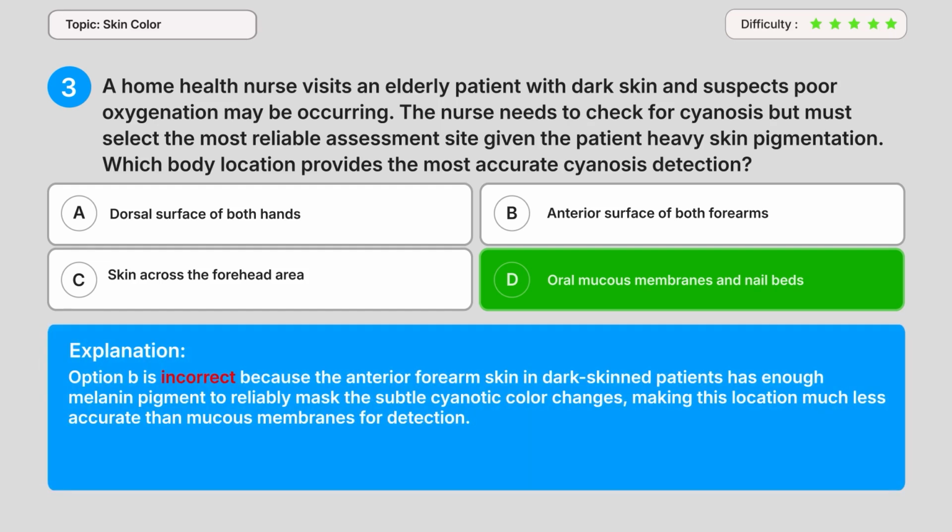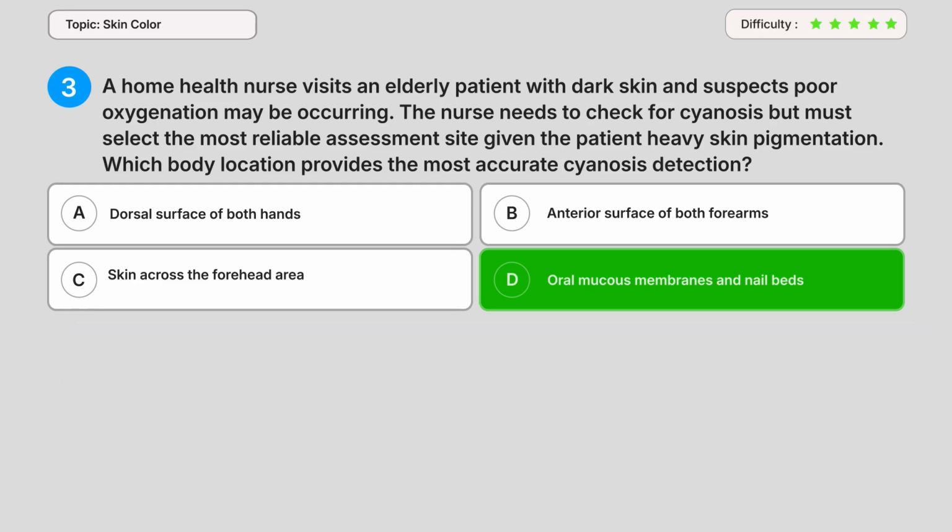Option B is incorrect because the anterior forearm skin in dark-skinned patients has enough melanin pigment to reliably mask the subtle cyanotic colour changes, making this location much less accurate than mucous membranes for detection.